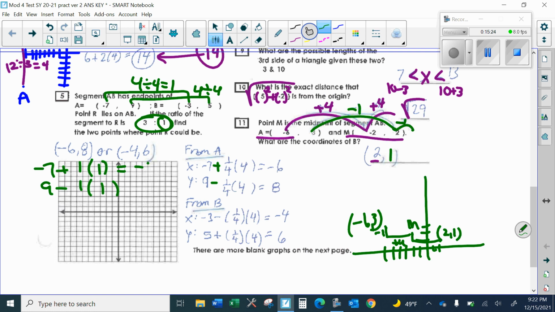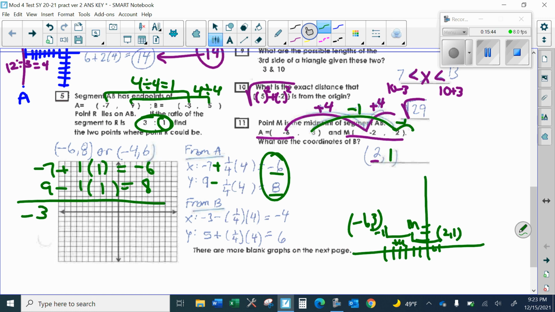So I have -7 plus 1 is -6. Same thing over here, 9 minus 1 is 8. So those are the two different methods you can use. That's for 1 point, -6, 8. I'm going one part from A. So now I'm going to do the same thing. Here's the other method with B.